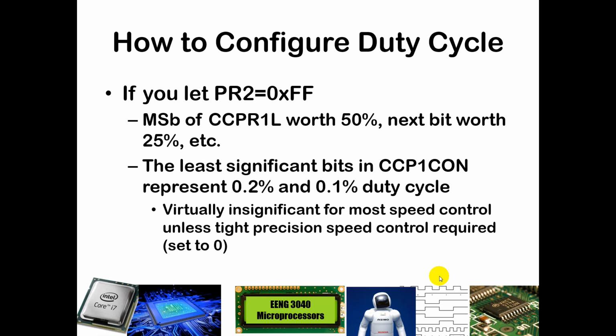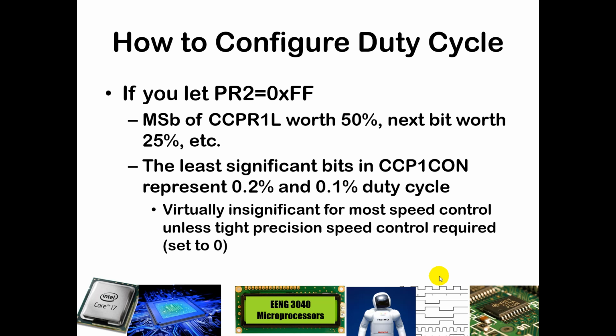So in general, if you let PR2 be the default value of FF, what that means is the most significant bit of CCPR1L is going to be worth 50% duty cycle, and each of the next bits, as you go on down from most significant to least significant, just divides by 2. So the second most significant bit is going to be worth 25%. The bit after that would be worth 12.5%.